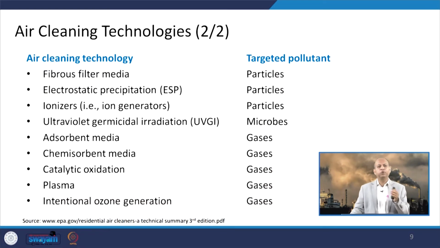Well, when we talk about different technologies of air cleaning, this is the list. Fibrous filter media can be used, or electrostatic precipitation, ESP, can be used, which we have studied in the industrial air pollution control mechanisms. So, small size ESPs can be used in indoor environments also. Then ionizers can also be there.